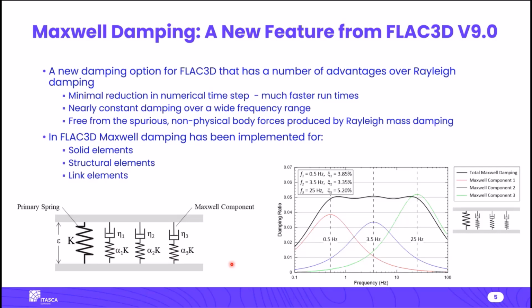But in addition to that, the frequency range over which you have almost constant damping is much wider than in Rayleigh damping. And it's also free from these spurious non-physical body forces that are produced by the mass damping part of Rayleigh damping. So in FLAC 3D, Maxwell has been implemented for solid elements, structural elements, and these link elements that connect structural elements and solid elements.